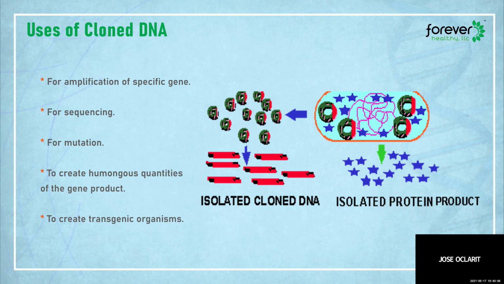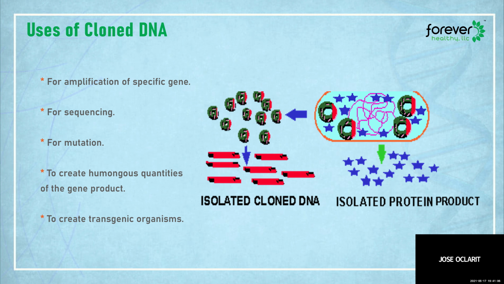And another is after you have multiplied the gene, you can now use that gene for sequencing. Because you cannot sequence the DNA if you have only one copy, you have to have thousands of copies of the gene in order for you to sequence it. And then another purpose of cloning is for mutation. So you clone a gene in order to mutate a particular gene and find out what is the function of that particular gene. So nowadays, in medicine, they have already discovered a lot of functions of the genes by simply mutating them in culture.